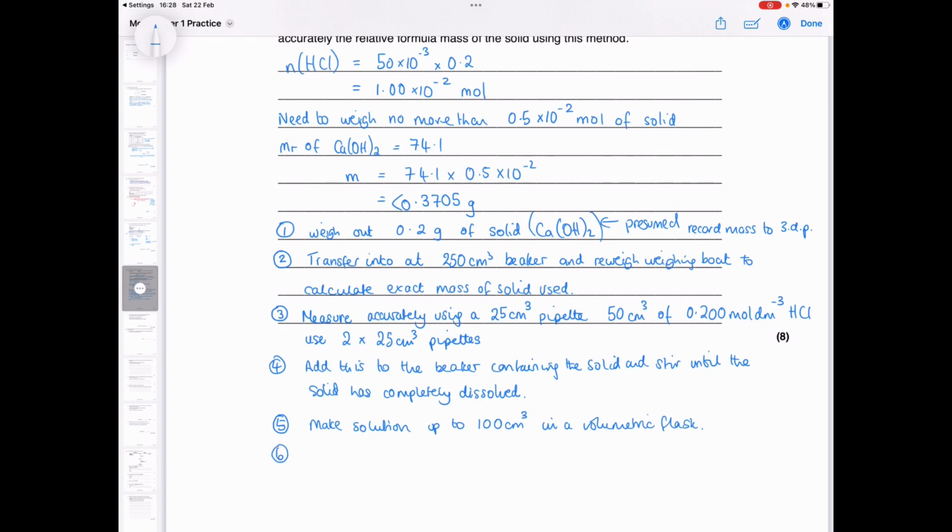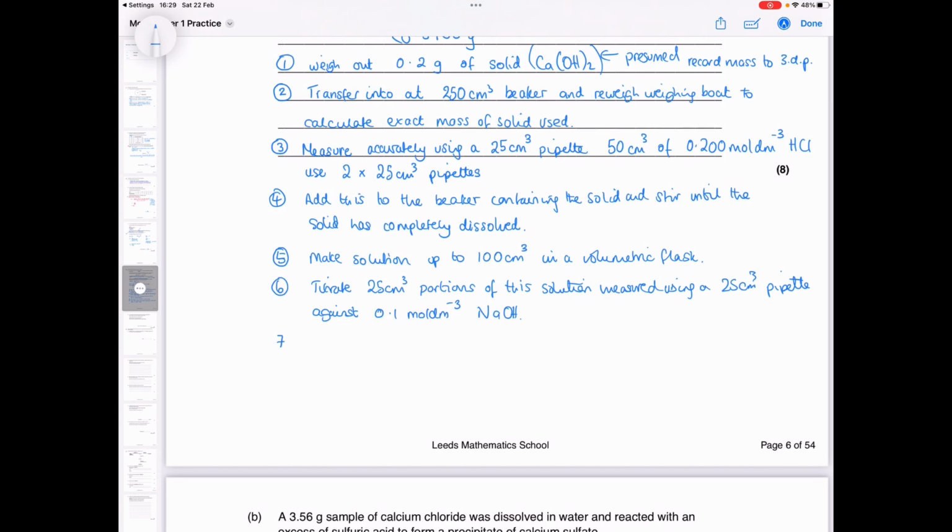And then I would titrate 25 centimetre cubed portions of this solution, measured using a 25 centimetre cubed pipette, against 0.1 mole per decimetre cubed sodium hydroxide, until concordant titres are obtained.